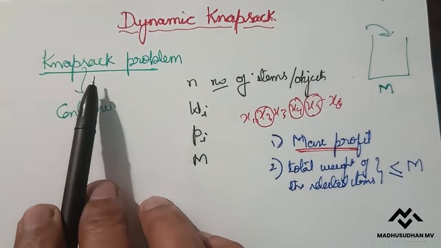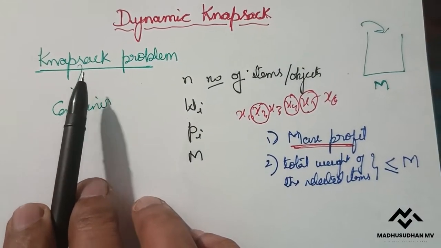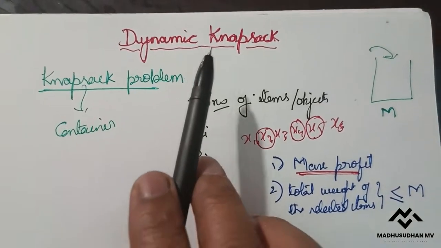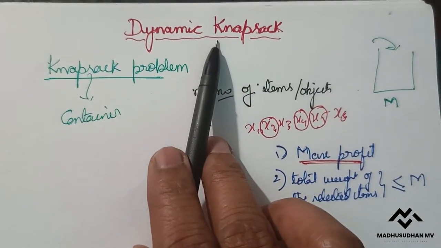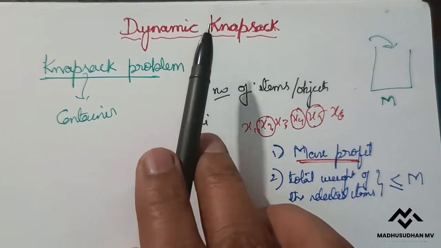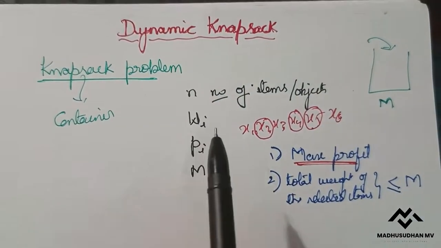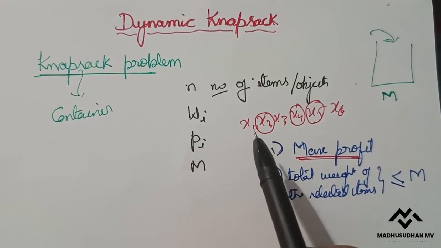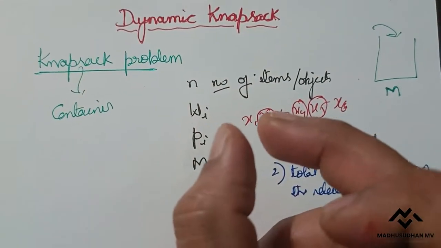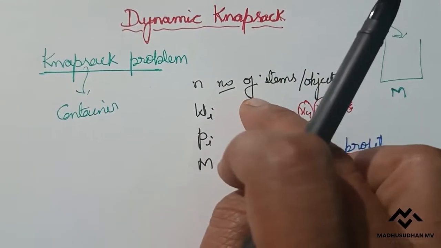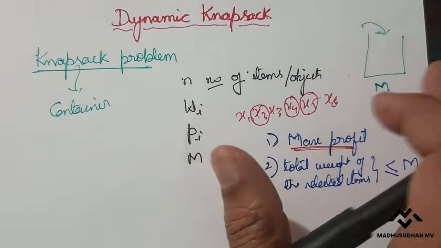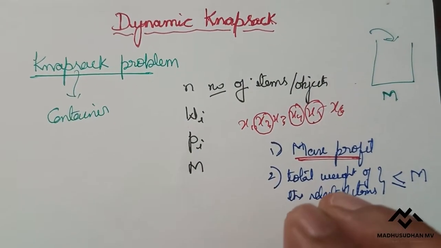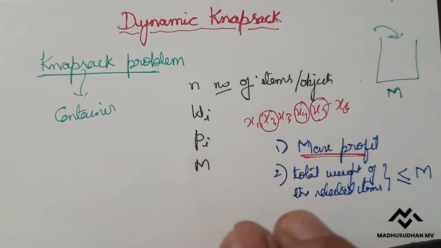In order to solve this knapsack problem, we apply the dynamic programming technique. Hence it is called dynamic knapsack. And in this problem, we need to select the complete item. It is not possible to take a fraction. We either take the complete item or we do not take it. It is not allowed to take part of an item.